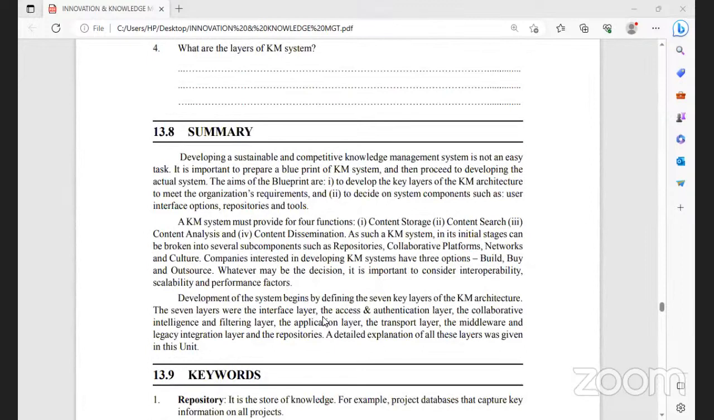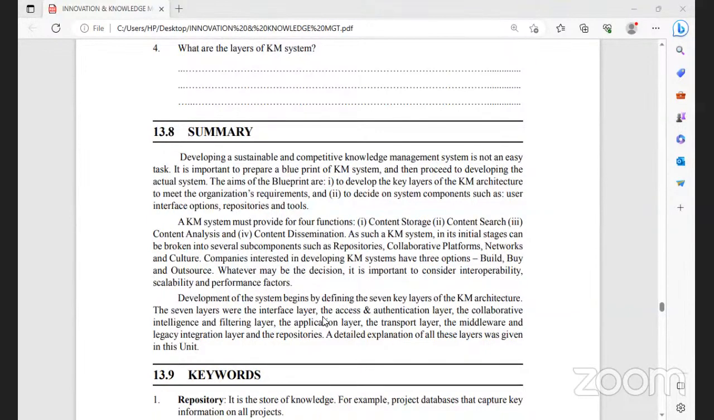Developing a sustainable and competitive knowledge management system is not an easy task. It means it is not easy to develop a strong, high-quality, sustainable and competitive knowledge management system. It requires a lot of smart and hard work with proper and systematic planning.